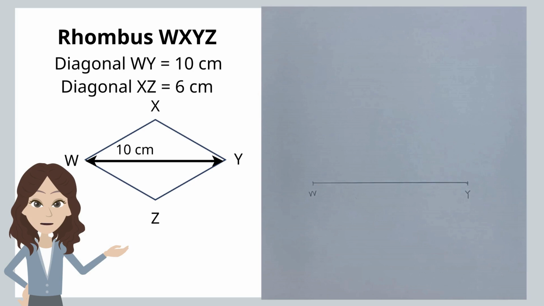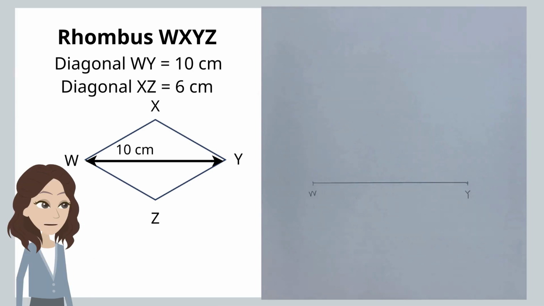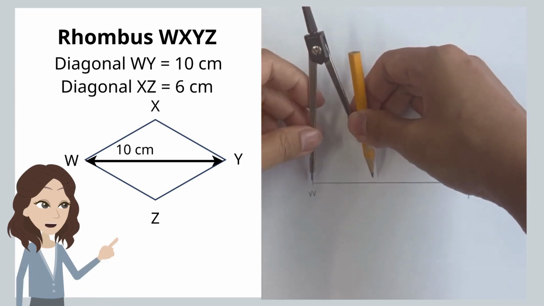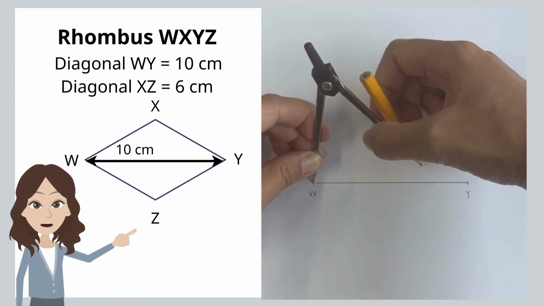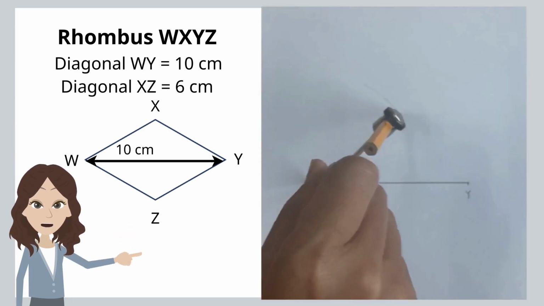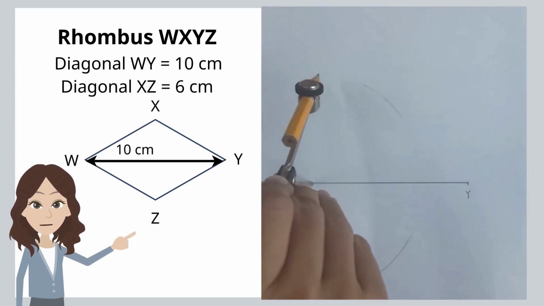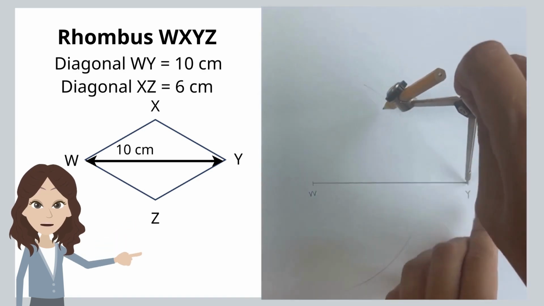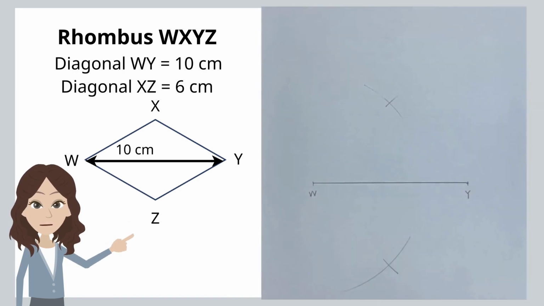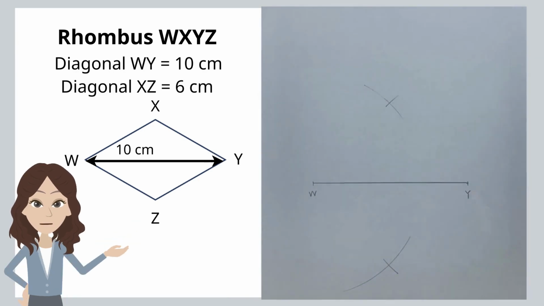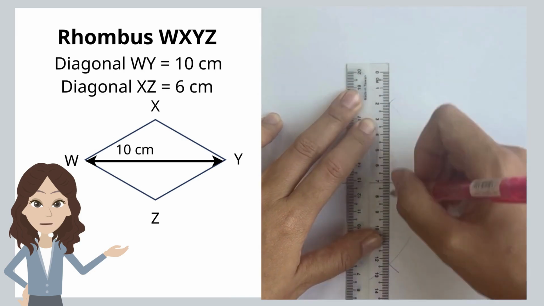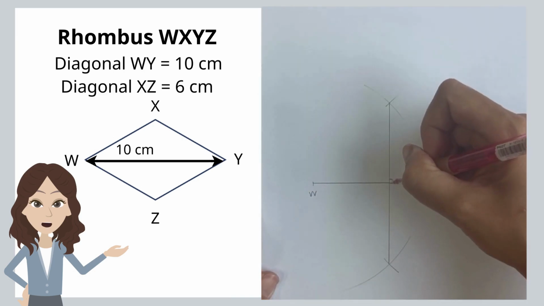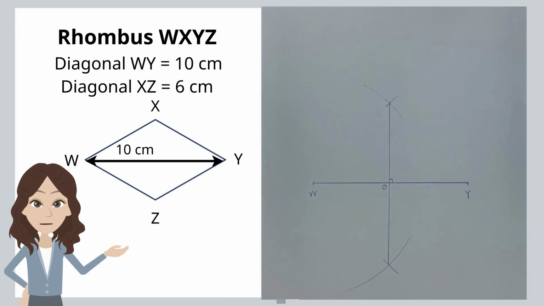Step 2. Draw the perpendicular bisector of WY. Widen the arms of a compass until the distance between the arms is slightly more than half the length of WY. Draw 2 arcs from W, one above and one below WY. Step 3. Repeat this for point Y to draw 2 more arcs intersecting the first 2 arcs. Then, draw the perpendicular bisector of WY by joining the 2 intersection points. Mark the point where the 2 perpendicular lines meet as point O.